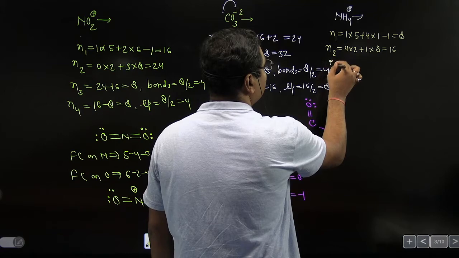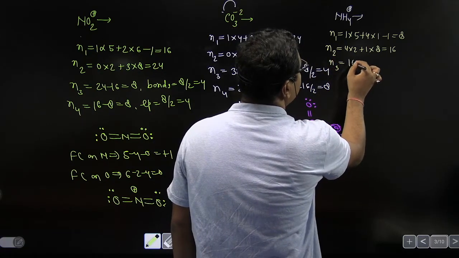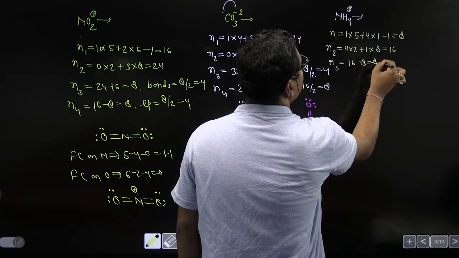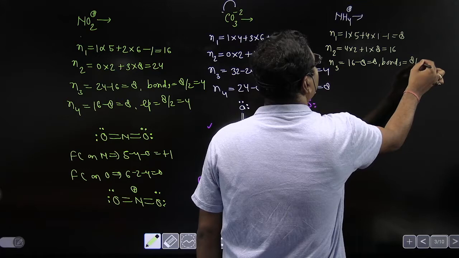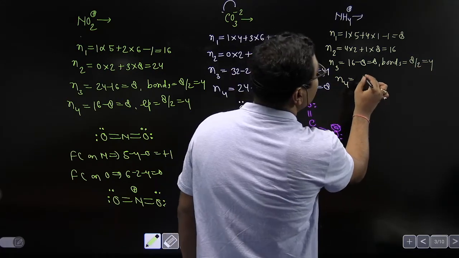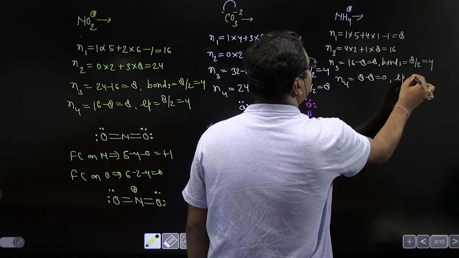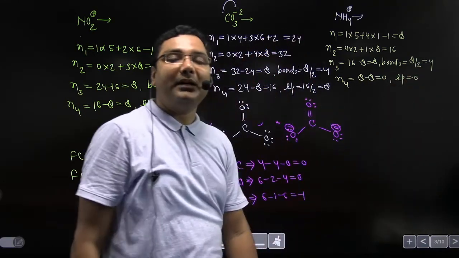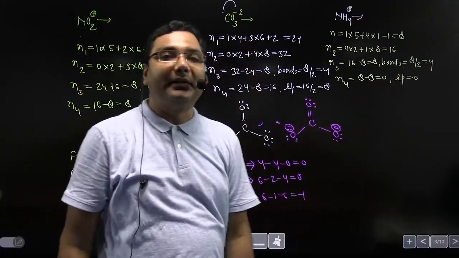N3 equals N2 minus N1, means 16 minus 8 equals 8. So bonds equal 8 by 2, that is 4. Now N4 equals N1 minus N3, means 8 minus 8, that is 0. So the lone pair electrons will be 0. N4 is the number of unshared electrons. 0 unshared electrons means 0 lone pairs of electrons.